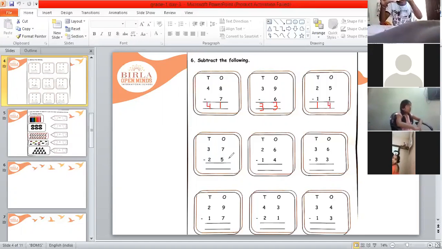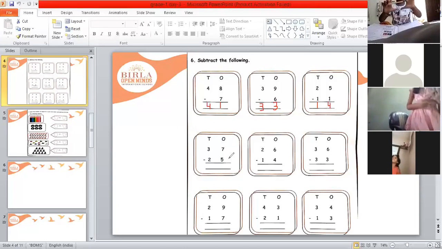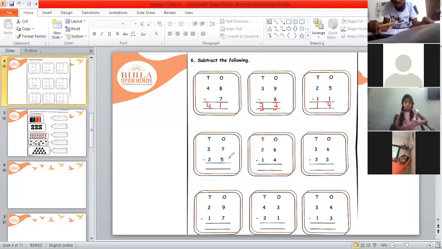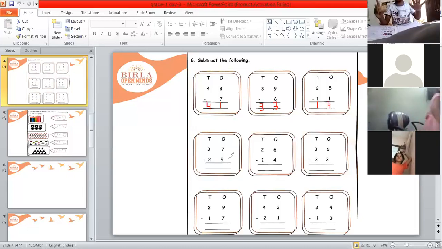Yeah. So show me your 7 fingers. Ketan, keep your camera properly. I cannot see your 7 fingers. Okay, you just tell me the answer. 7 minus. Okay, from these 7 fingers, take away 5 fingers. If from 7 fingers you are removing 5 fingers, how many are left now? 2, ma'am. Yeah, so 7 minus 5 is 2.